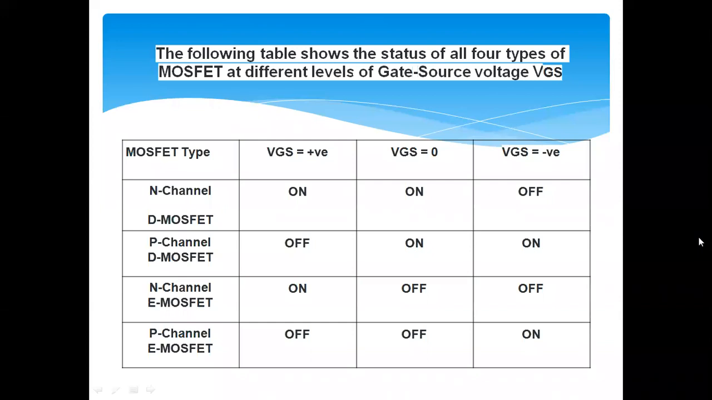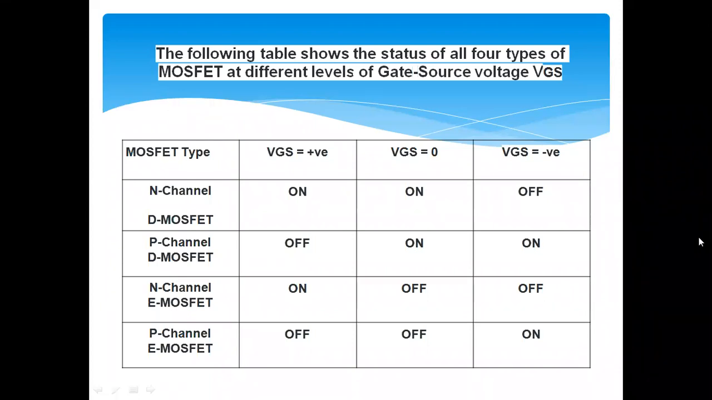Okay, so in the last lecture, we studied the different types of MOSFET, its working principle, circuit diagram, and its construction. The point you should remember is that depletion type MOSFET will have a negative gate to source voltage, and enhancement type MOSFET will have a positive gate to source voltage.